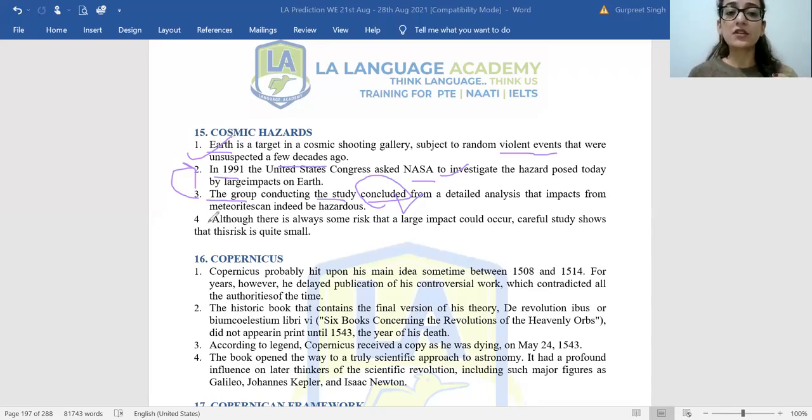The fourth one is again a general sentence, but it cannot come first because of "although there is always some risk that a large impact." So what impact are we talking about? "Careful study shows the risk is small." So which risk are we talking about? So this has to come at the end, because the large impact is impact from meteorites. That's why we first tell a story and then conclude that the impact of meteorites can be there, but it's a very small risk. Putting it first cannot answer what impact and what risk we are covering in this sentence. So this is 15th.